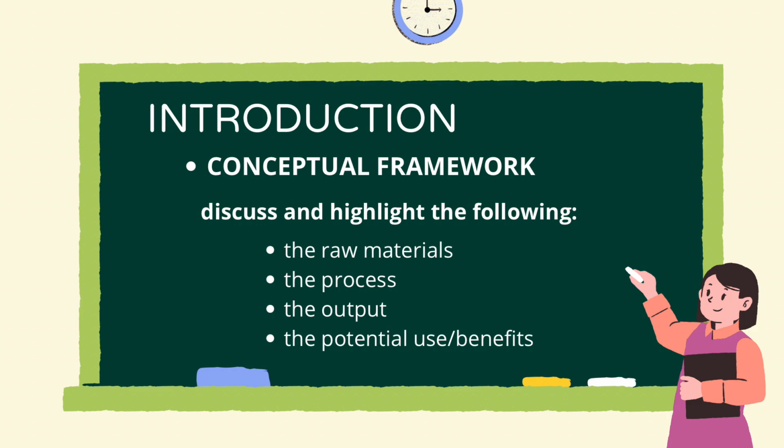When writing down your conceptual framework, discuss and highlight the following: the materials or the resources that you will be using, the processes involved, the output of your project, and the potential use or benefits. Create a research paradigm. I'll show you an example and then briefly discuss it in short paragraphs and back it up with the literature that you have gathered. Here's an example of the research paradigm.